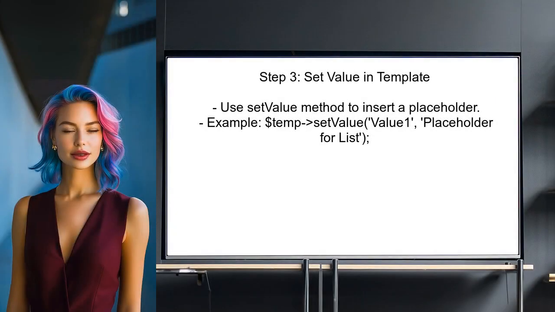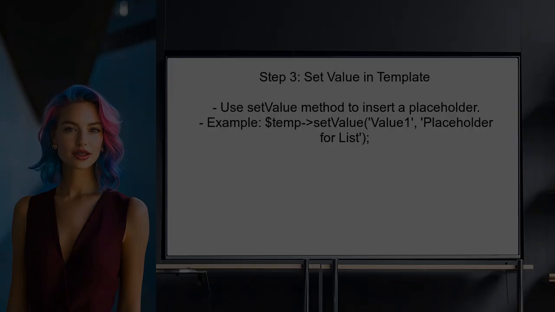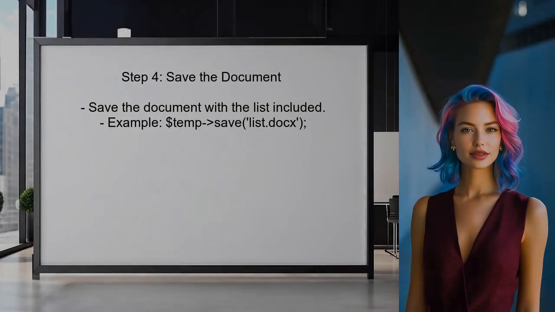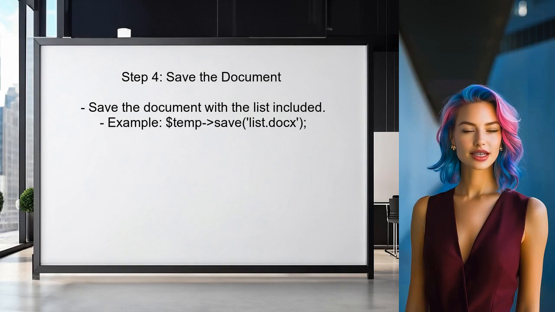After creating the list, the user needs to set the value in the template. However, instead of directly assigning the section to a template variable, they should use the setValue method to insert a placeholder for the list. Finally, the user should save the document. This will include the list in the final output. It's important to ensure that the template is saved correctly to reflect the changes.